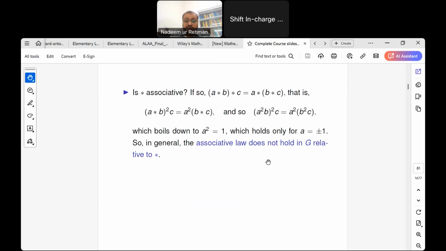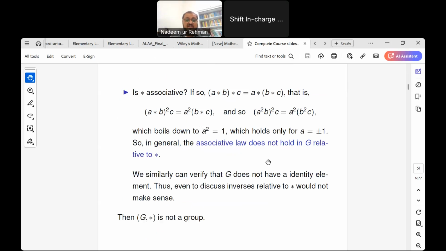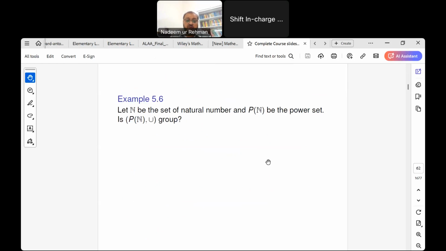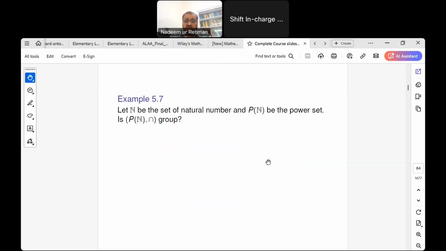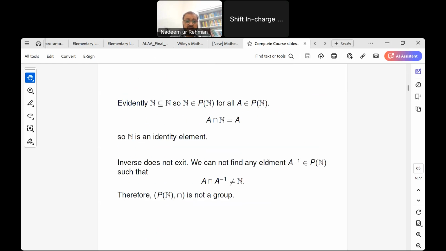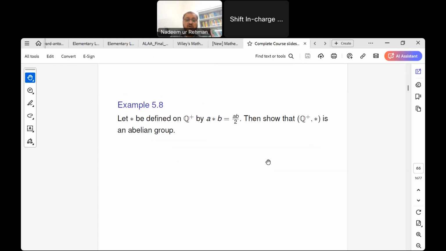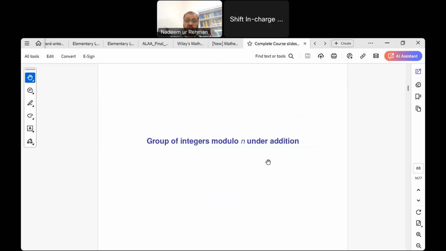So all this we have to verify: this is clearly not associative, so this is not a group. These are some examples we discussed: the power set under union is not a group, the power set of natural numbers under intersection binary operation is again not a group, and we have to take some special types of examples which are groups.